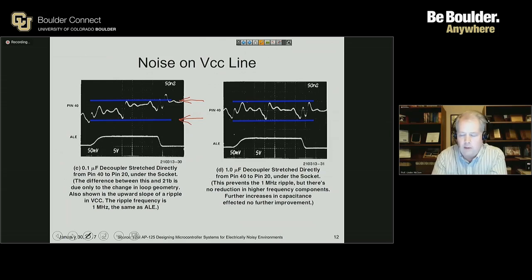On the right side, I now have the same physical location of that capacitor, but I've increased it from 0.1 microfarads to 1 microfarad. It's improved the 1 megahertz ripple that was present in the current, but other improvement in high frequency components really isn't there. So I've done a pretty good job of stabilizing my VCC line with a certain amount of noise.